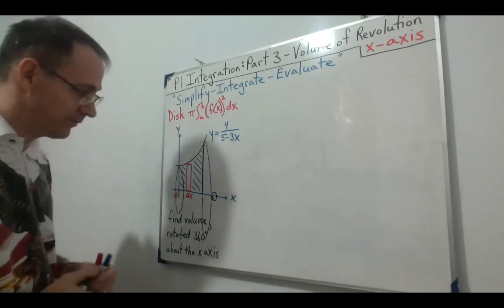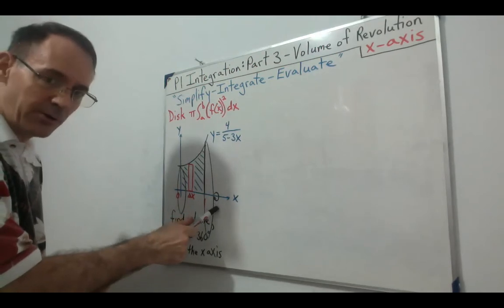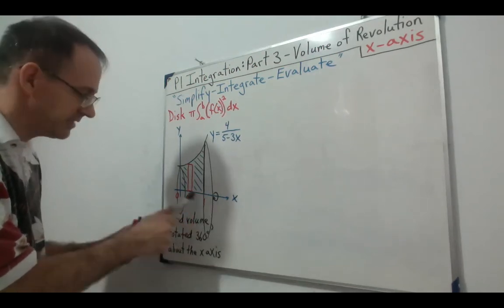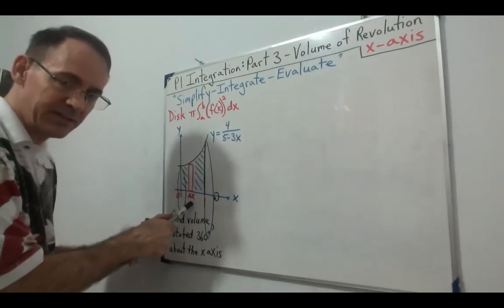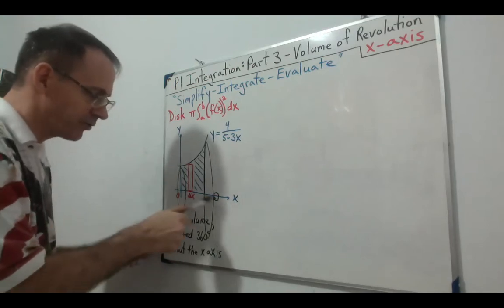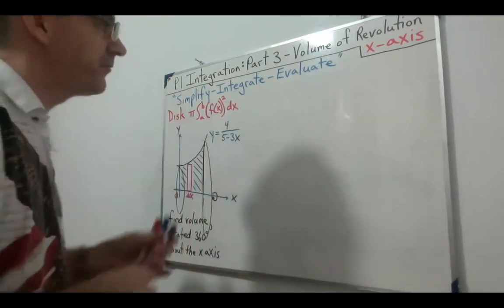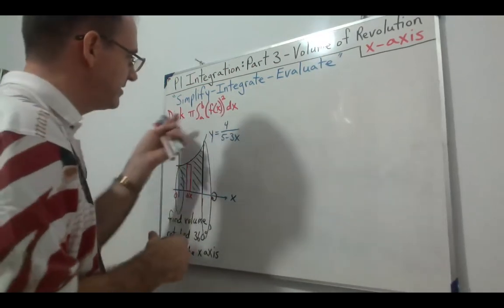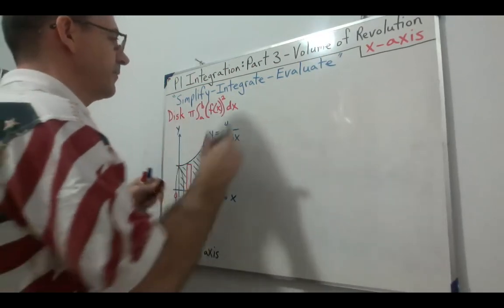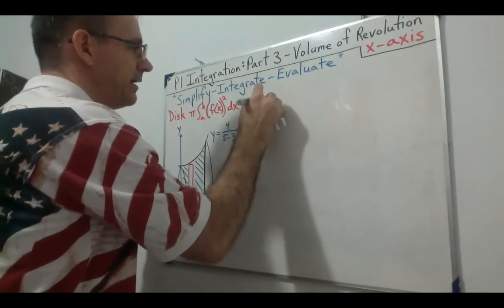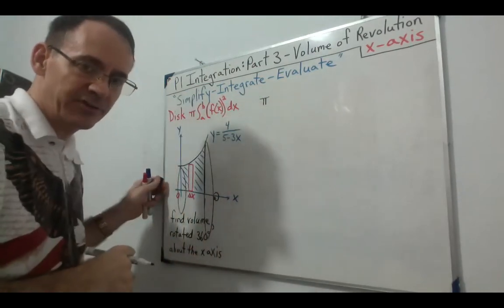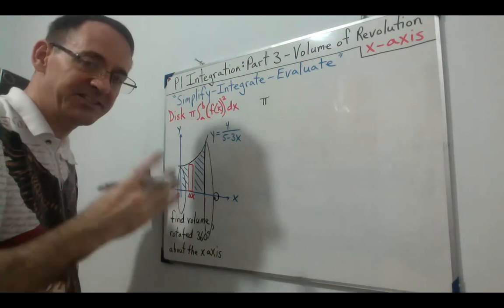So now that we've done that, again, I draw the rotation on the appropriate axis, and I also put in my representative rectangle also connected to the appropriate axis. Now we need to follow the formula. Let's set up our formula first. So we're going to have pi, and it can go outside the bounds of the integral sign because it's a constant.